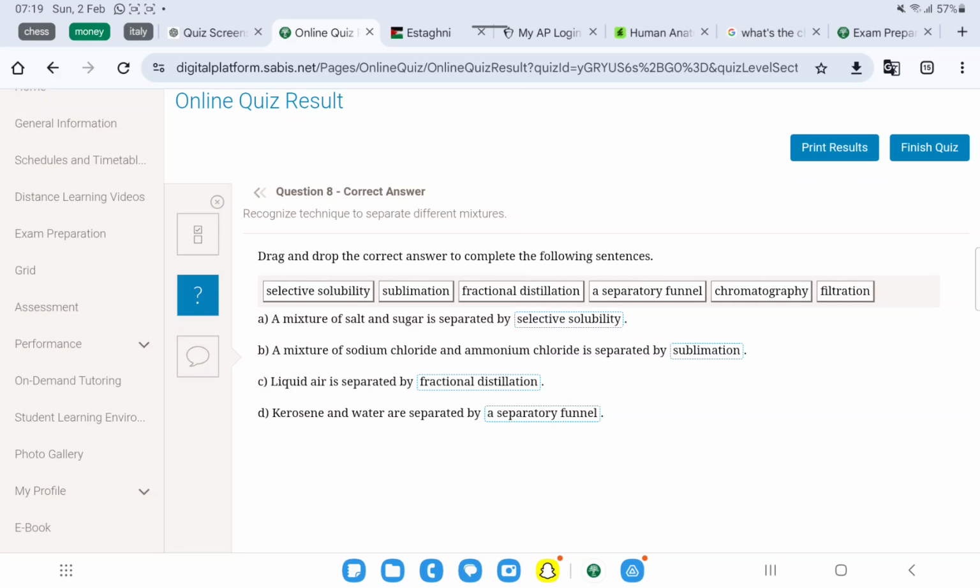Liquid air is separated using fractional distillation. We're supposed to know this because all of the gases, when they're liquid, have very similar boiling points. Kerosene and water are separated using a separatory funnel because they're two immiscible liquids. They can be separated using a separatory funnel.